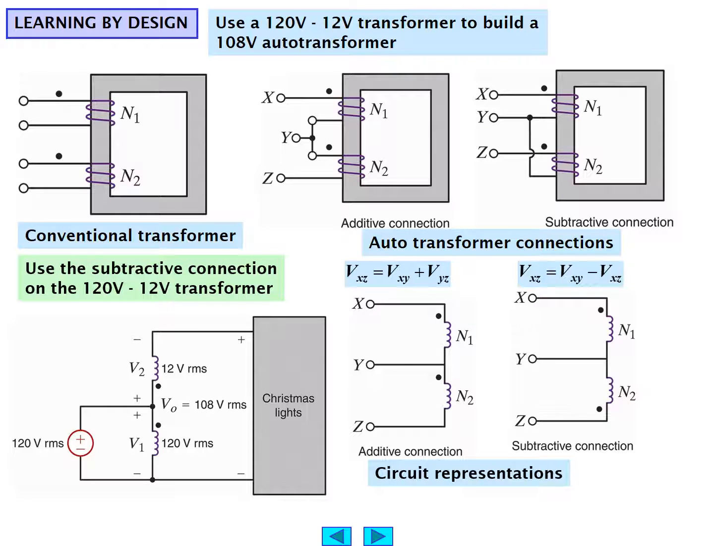Use the subtractive connection then on the 120 volt to 12 volt transformer to produce our target variable of 108 volts. It's called an auto transformer because there is no functional primary and secondary. It's sort of all primary, essentially, although there is a load across the device.